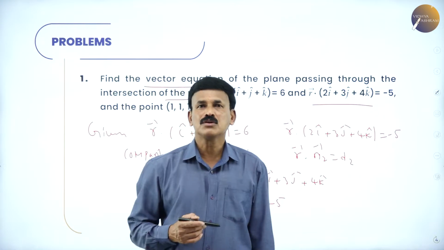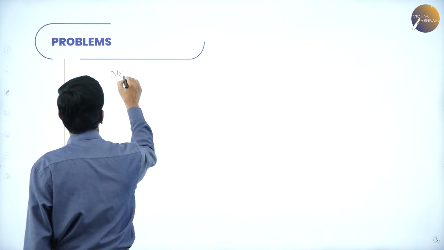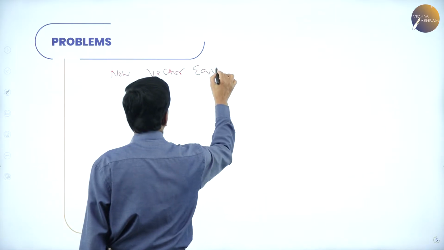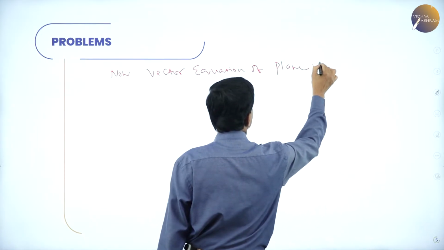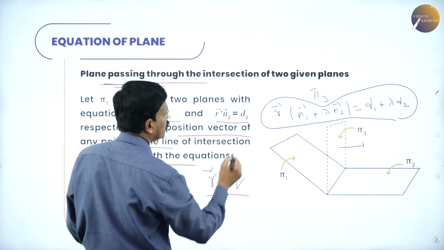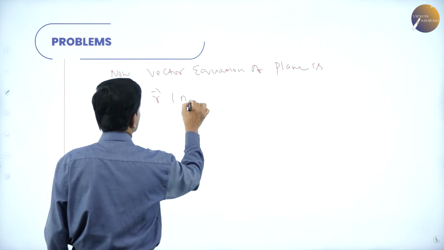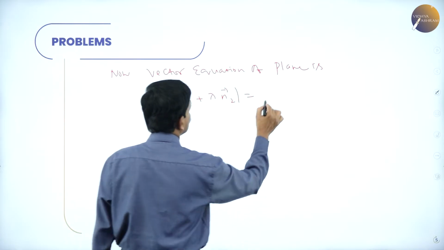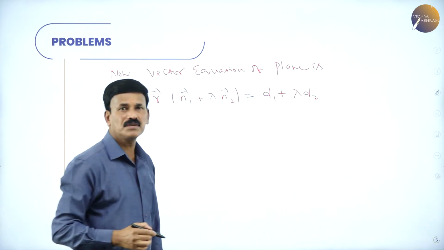Okay. Now the vector equation of the plane is, what is the vector equation we have from the derivation? r·(vector n1 plus lambda into vector n2) is equal to d1 plus lambda into d2. This is the vector equation.